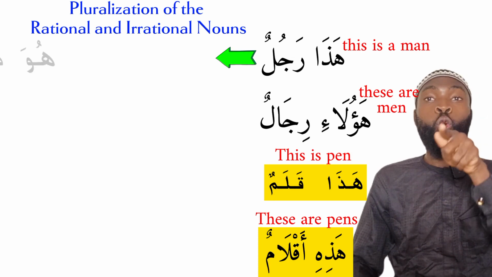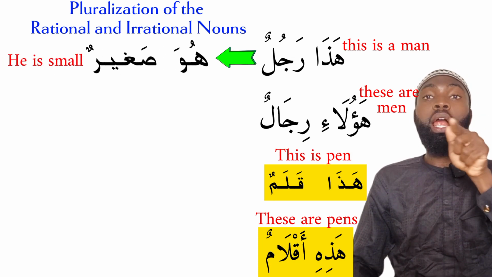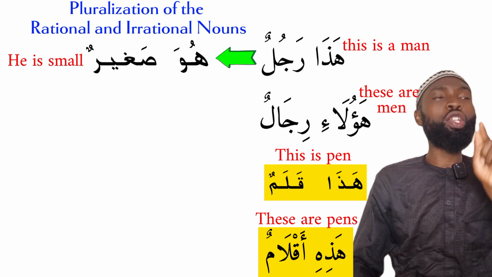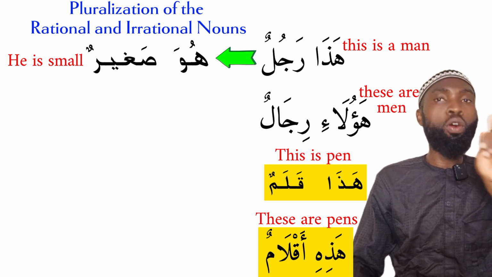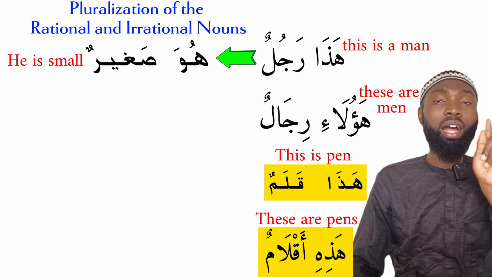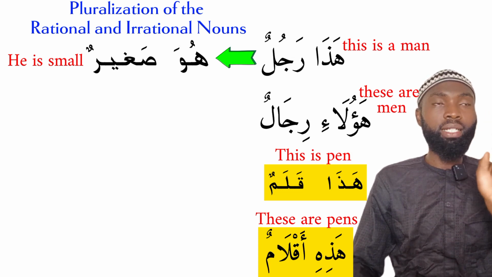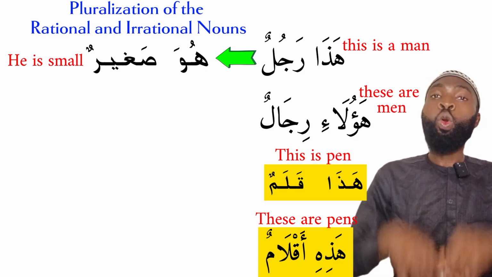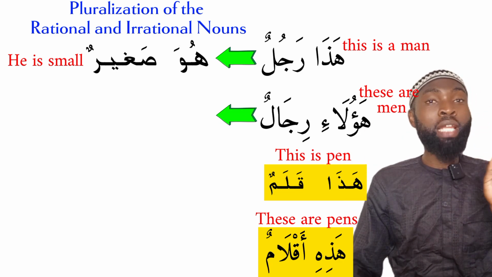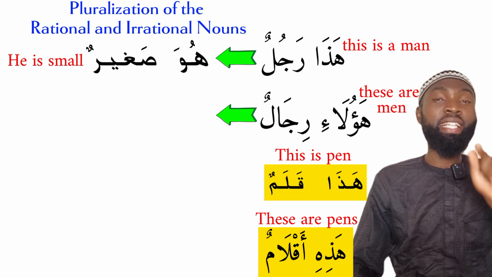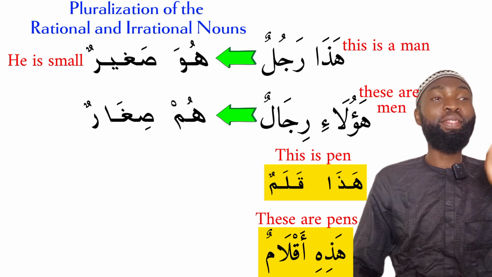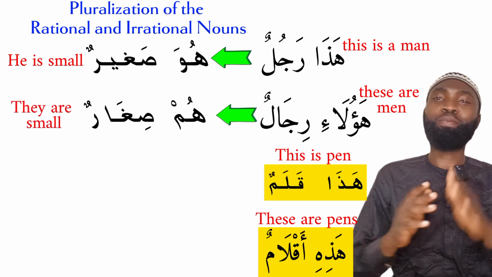Another example. Assuming we said هذا رجل, this is a man. We want to say huwa Muhammadun, he is Muhammad. Or let's use the word huwa saghirun, he is small. Hadha rajulun, this is a man. Huwa saghirun, he is small. When there are many, we say ha'ula'i rijalun, these are men. Then we say hum sigharun, they are small.